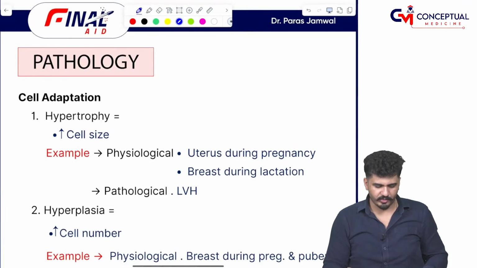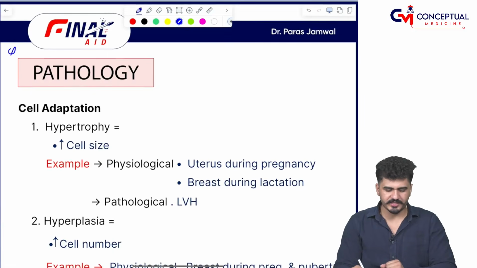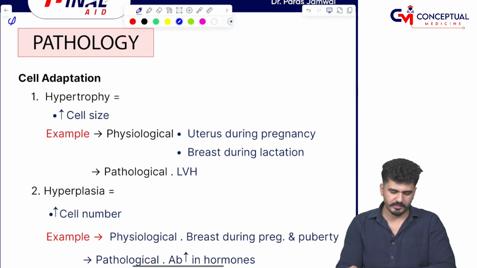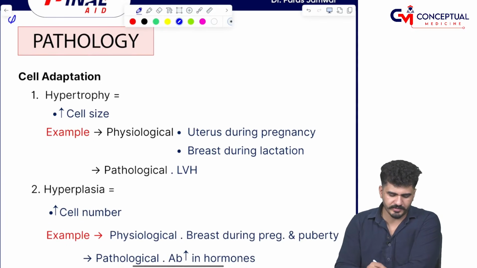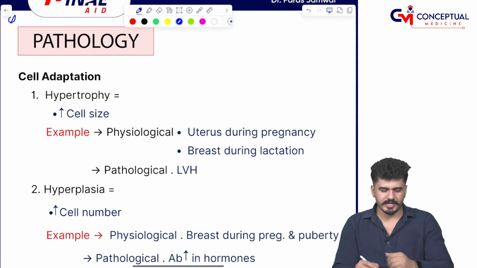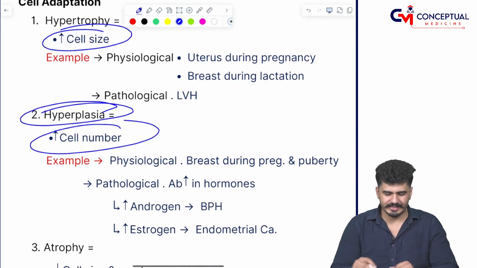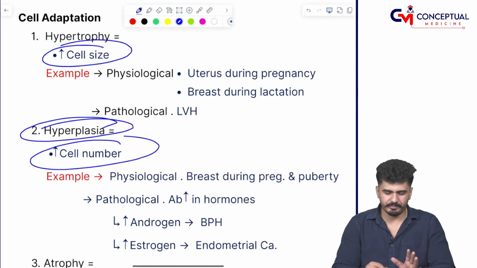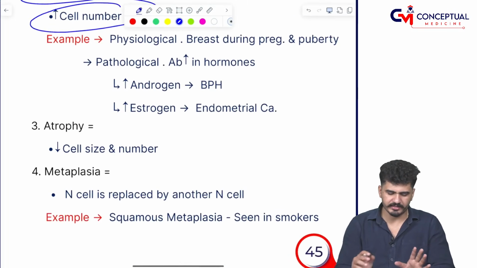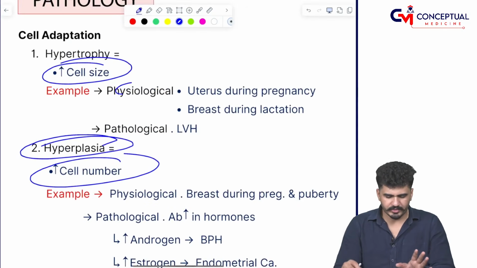Next subject which we are going to start, pathology. First of all, we will be talking about general pathology. In general pathology, we'll be talking about cell adaptation. What is hypertrophy? Increase in cell size. What is hyperplasia? That is increase in cell number. Where they happen, physiological, pathological, let it be as of now for a revision. Just if you know, that is fine.